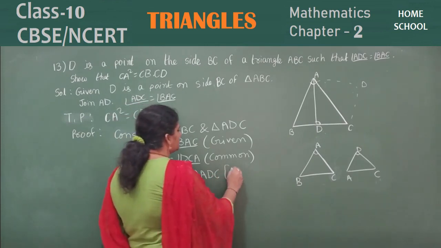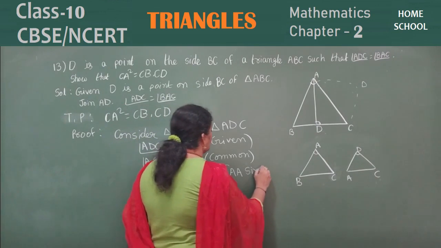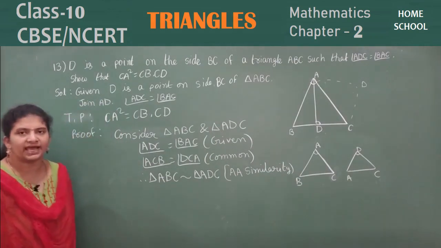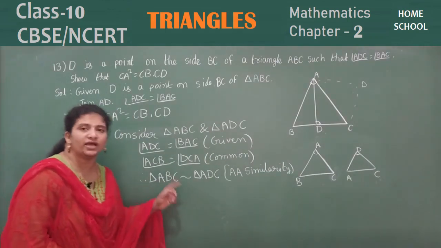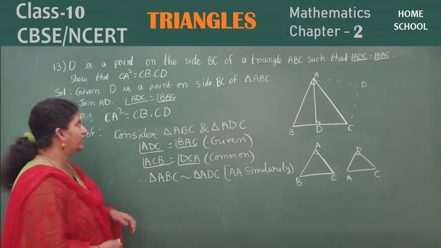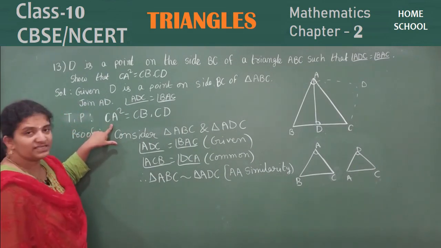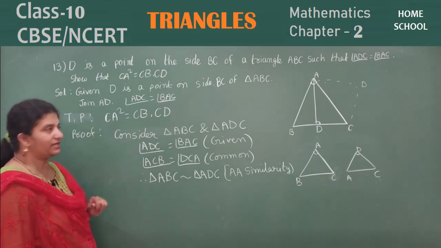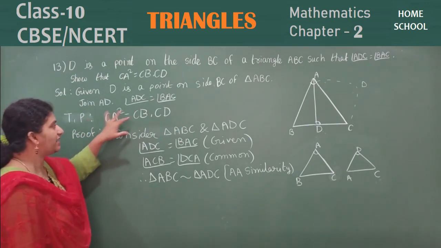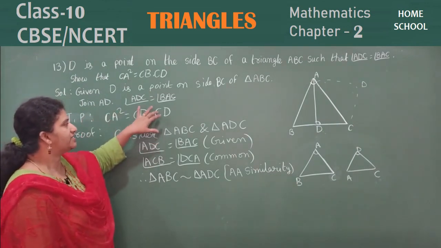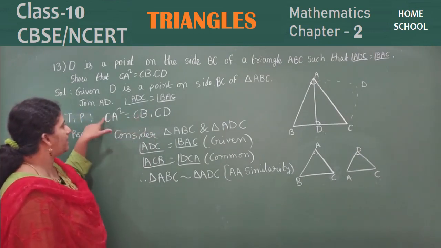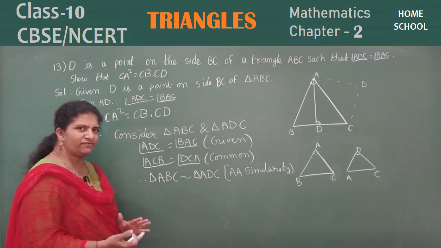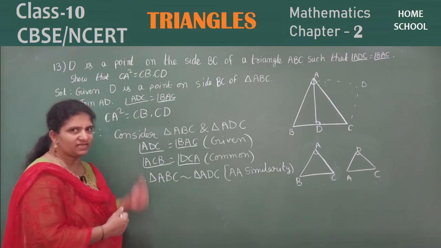By what, children? Angle similarity criteria, the two triangles are similar. This is not your proof yet. Still, we need to prove something here. Observe here, AC square. CA or AC is the same. They are asking CA square, meaning imagine CA by CB and one more, CD by CA, or CB by CA, CA by CD. If some ratios are in proportion, we can get this answer.